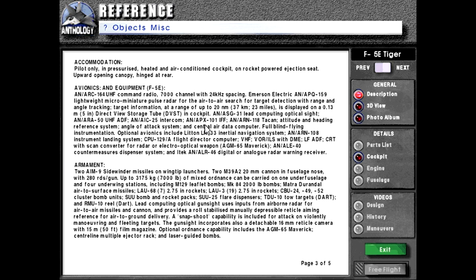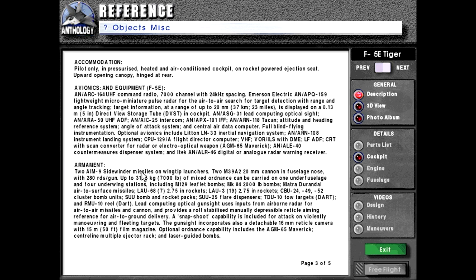AN/AIC-25 intercom, AN/APX-101 IFF, AN/ARN-118 TACAN, attitude and heading reference system, angle of attack system, and central air data computer. Full blind flying instrumentation. Optional avionics include the Litton LN-33 inertial navigation system, AN/ARN-108 instrument landing system, CPU-129/A flight director computer, VHF, VOR/ILS with DME, LFADF, CRT with scan converter for radar or electro-optical weapon, specifically the AGM-65 Maverick, AN/ALE-40 countermeasures dispenser system, and ITEC AN/ALR-46 digital or analog radar warning receiver.